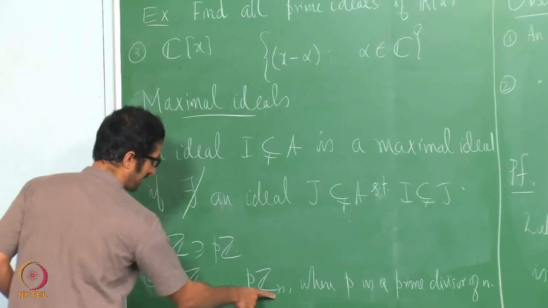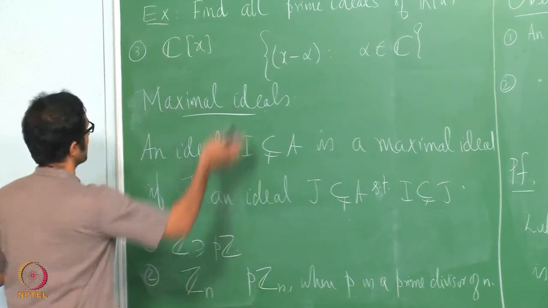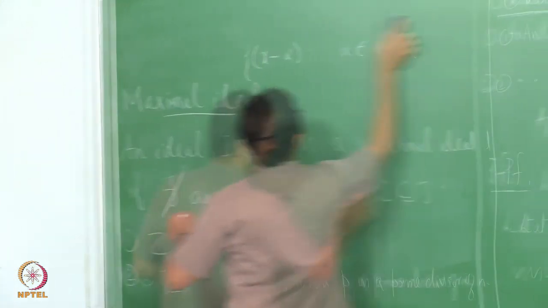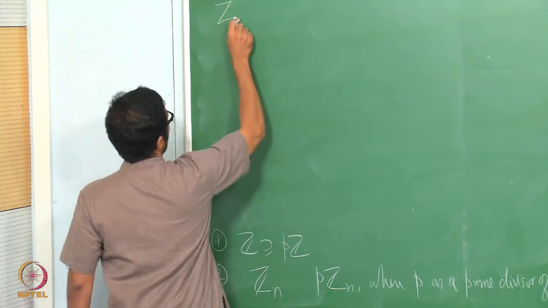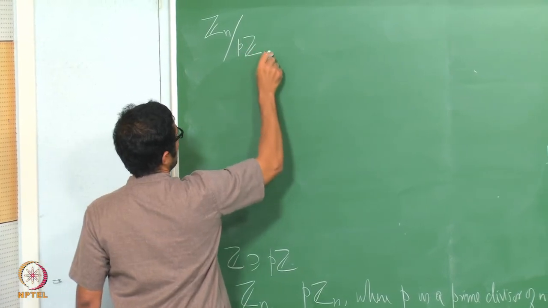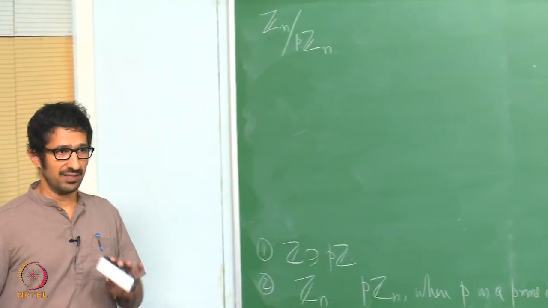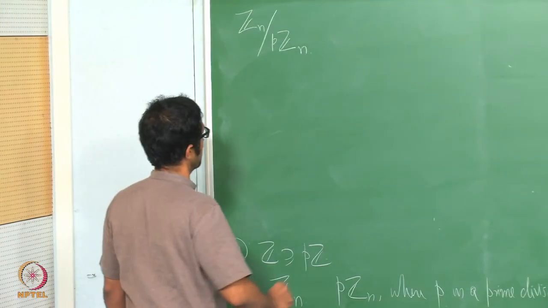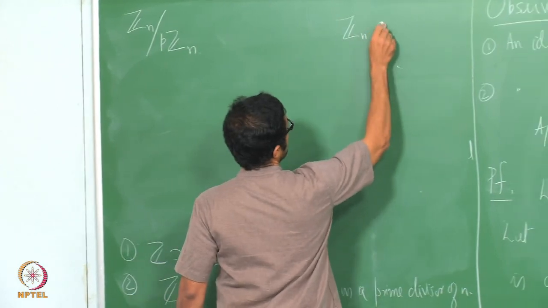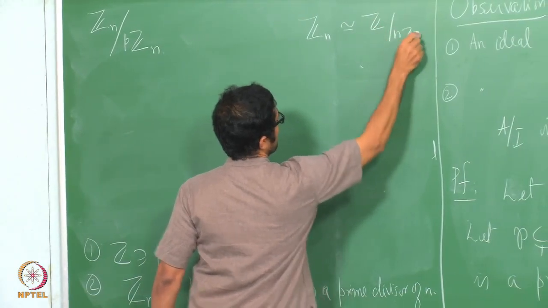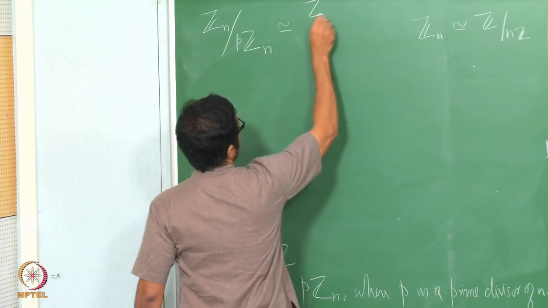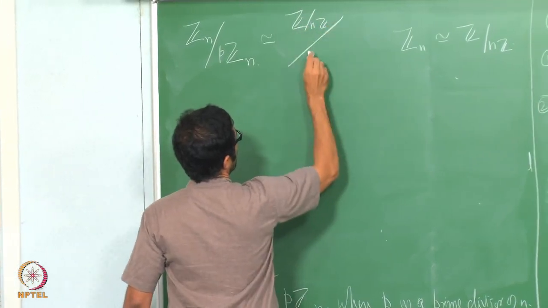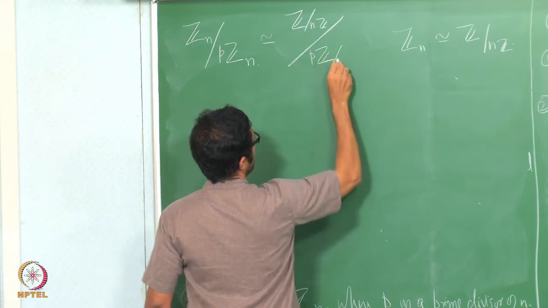Okay, so now let's see a few more examples. Can you tell me why pZn is maximal? Why pZn is maximal? Zn mod pZn. So here we have to use the isomorphism theorem. Zn is isomorphic to Z mod nZ, right? So this is nothing but Z mod nZ modulo pZ mod nZ.